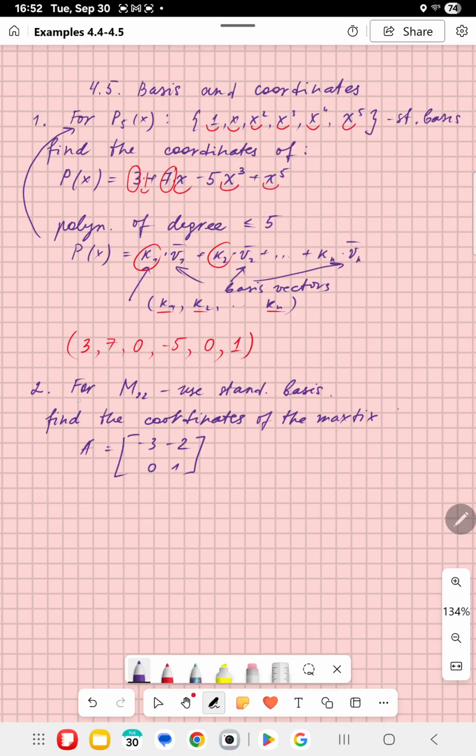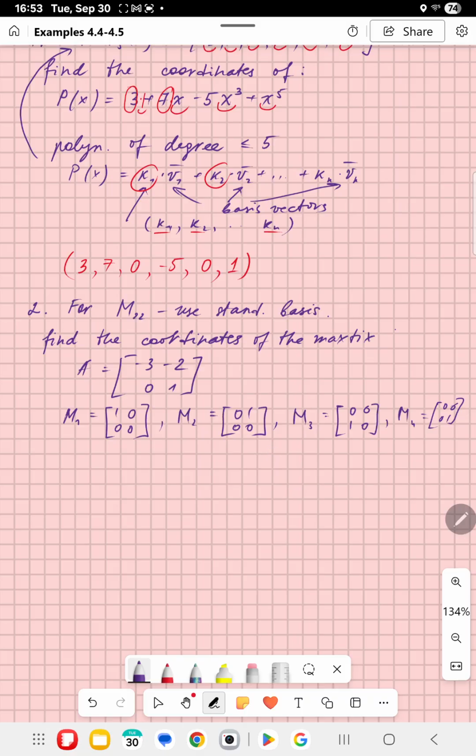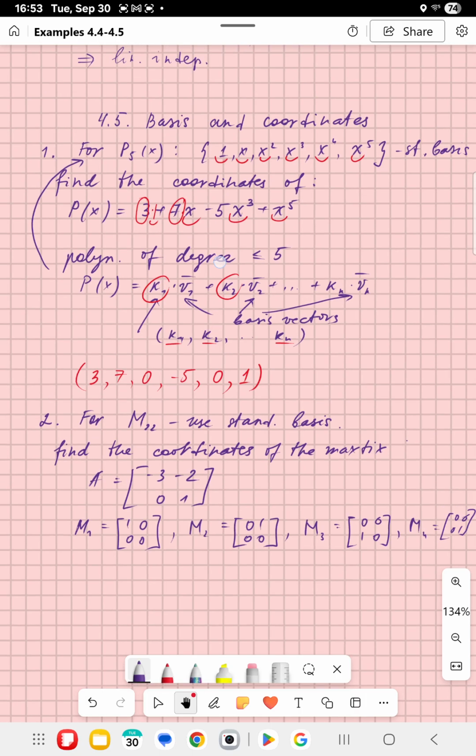Well, what is actually the standard basis for 2 by 2 matrices? Also, we had it in lecture. The standard basis is going to be matrix 1, which looks like this: 1, 0, 0, 0. Matrix 2, which is going to be 0, 1, 0, 0. Matrix 3, which is going to be 0, 0, 1, 0. And matrix 4, which is going to be 0, 0, 0, 1. So the standard basis has 1 in every possible position. And that's how it was over here too, right?